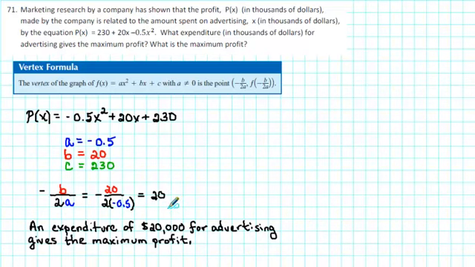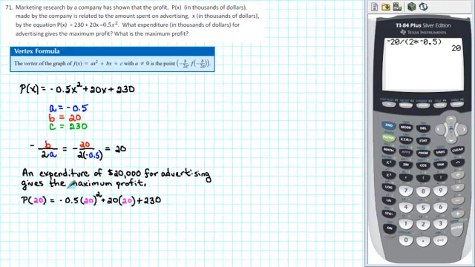To determine the maximum profit, we evaluate P of 20. We get negative 0.5 times the square of 20 plus 20 times 20 plus 230. We use our calculator to evaluate this expression. The result is 430. P of x is given in thousands of dollars, so that means that the maximum profit is $430,000.